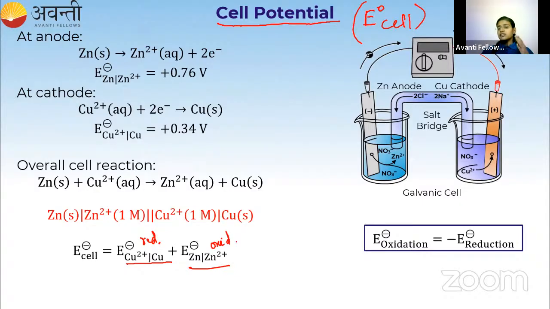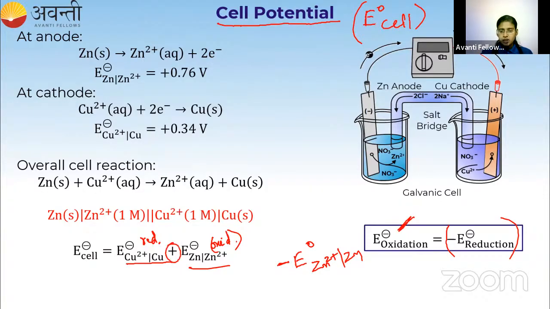And if I have to convert both into the reduction potential form, in place of E0 oxidation, put minus E0 of reduction. So instead of writing this oxidation potential value, I can convert it into E0 of zinc 2 plus bar zinc. It is the reduction potential value. Now I have to change the symbol from plus to minus.